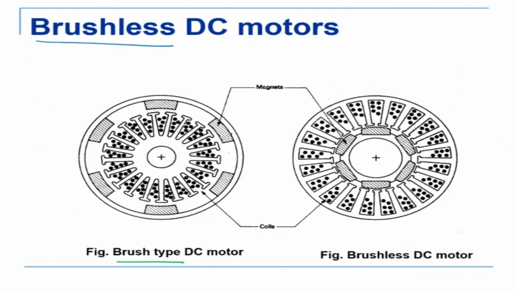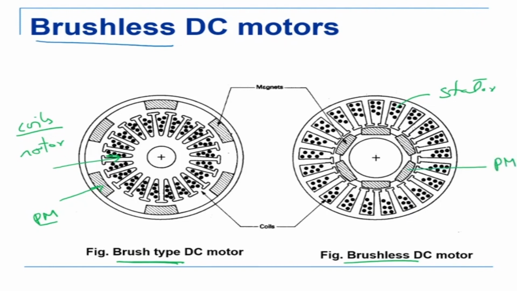So this is a brush type motor, in which we have the rotor inside, and this contains the coils, and on the outside are the permanent magnets. This is a cross section of the motor. This is a normal brush type DC motor. In the brushless DC motor, you can see that the construction is reversed. Here the coils were inside, now the coils are outside in the stator, and the permanent magnet has gone inside into the rotor.